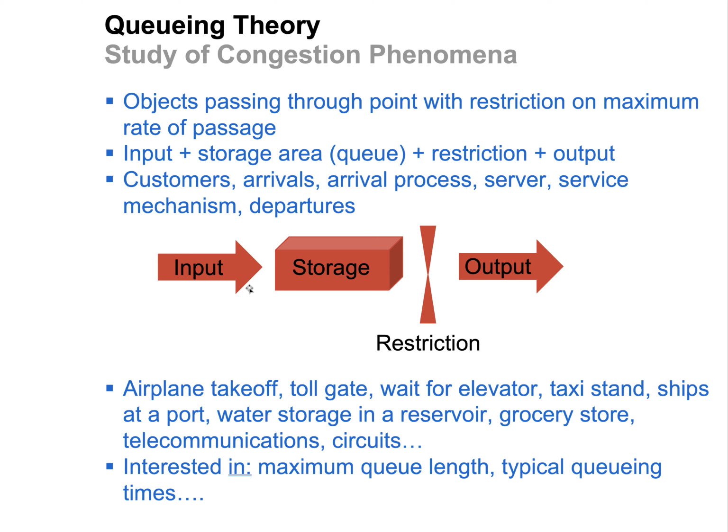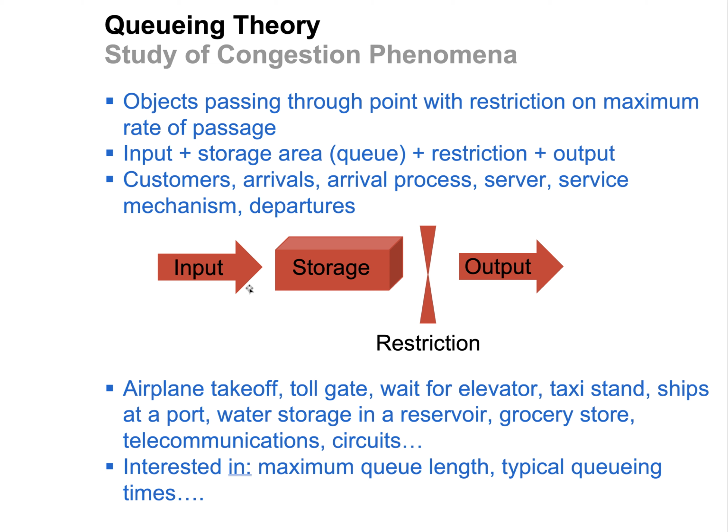So you can imagine at the grocery store, you're waiting in a queue to check out your groceries. And so the input is the rate at which the customers are arriving at the check stand. The storage area is the area in advance of the person who's checking you out. The restriction is simply the rate at which the checker can process the items over the scanner. And then the output would be the rate at which the customers are departing from the check stand.